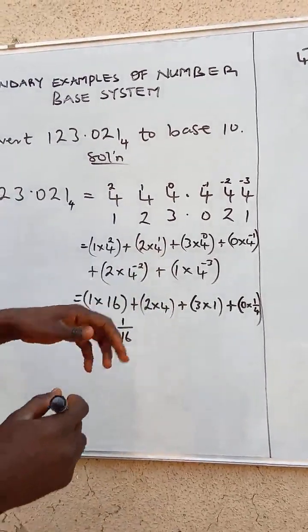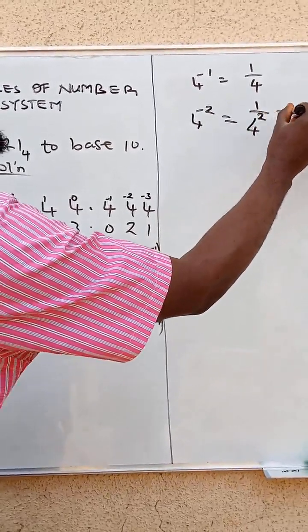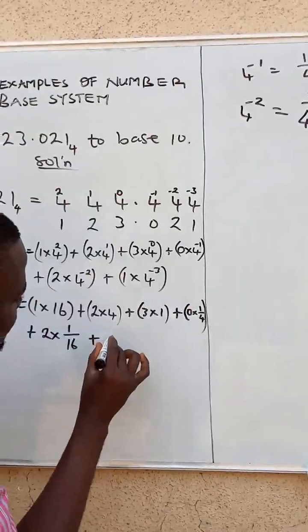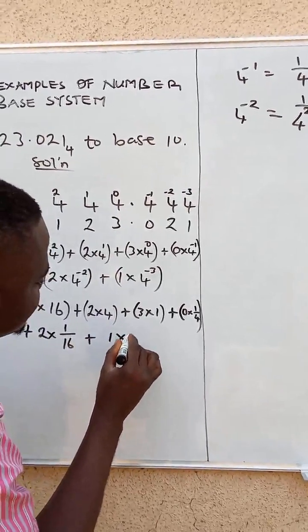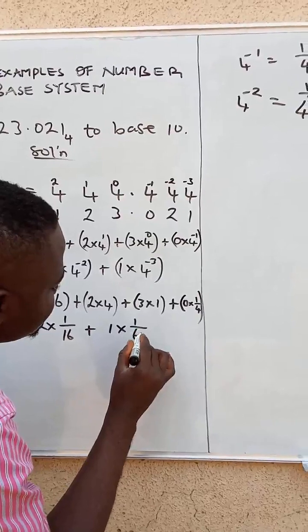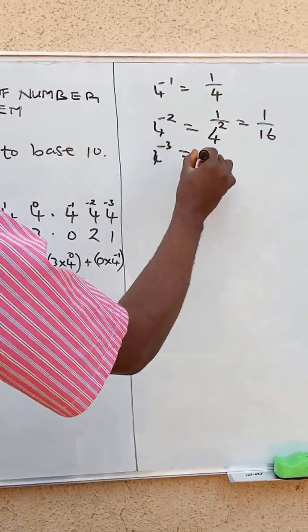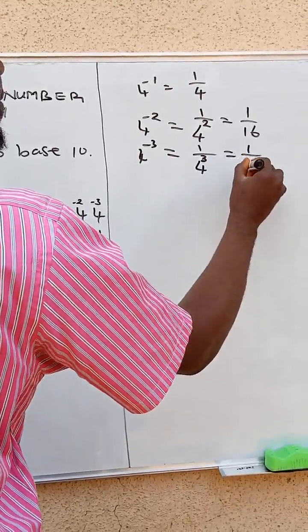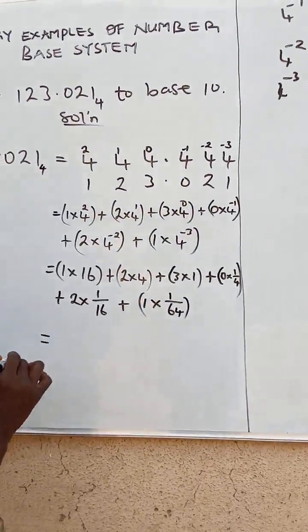That is 4 raised to power of -2 is the same thing as 1 over 4 raised to power of 2, which is 1 over 4 times 4. That is 16. Plus 1 times 1 over 64. That is 4 raised to power of -3 is the same thing as 1 over 4 raised to power of 3, which is the same thing as 1 over 4 times 4 times 4, which is 1 over 64. Good. So we now have it to be like this.